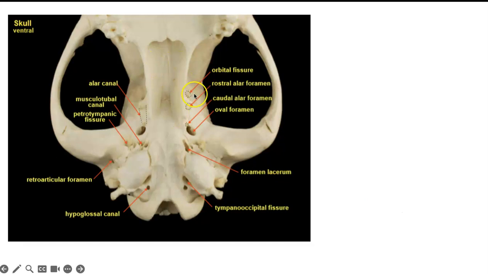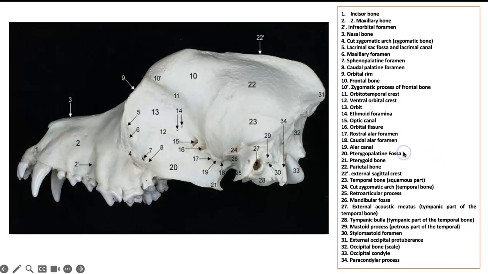Again, you can see the orbital, rostral alar, caudal alar canal, and then we have the oval foramen for the mandibular nerve. We have a foramen lacerum here, which is a little different between the dog and the equine. And then we have the retroarticular foramen, the hypoglossal canal, and the tympano-occipital fissure. The tympano-occipital fissure is like a jugular foramen, but this foramen will be outside as a tympano-occipital fissure. Inside the skull it will be the jugular foramen.